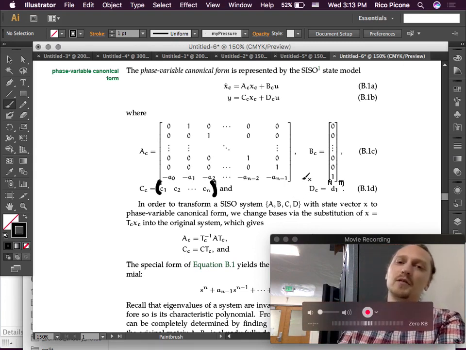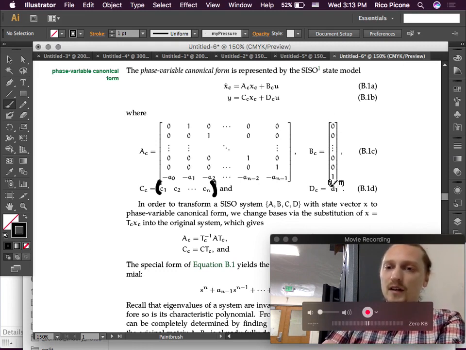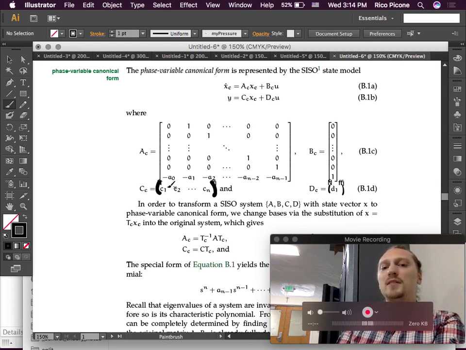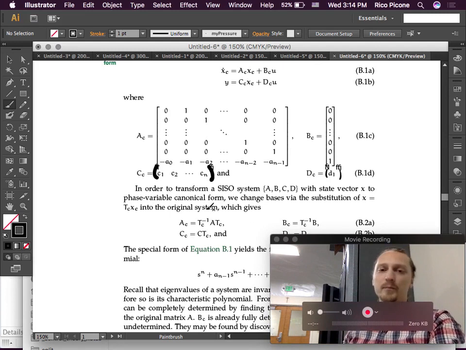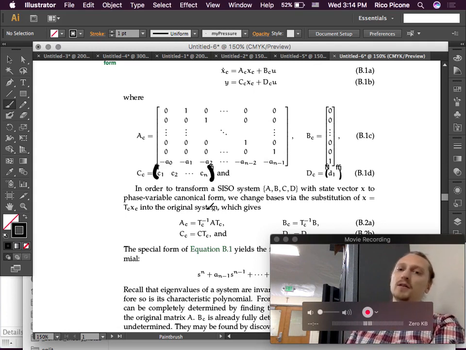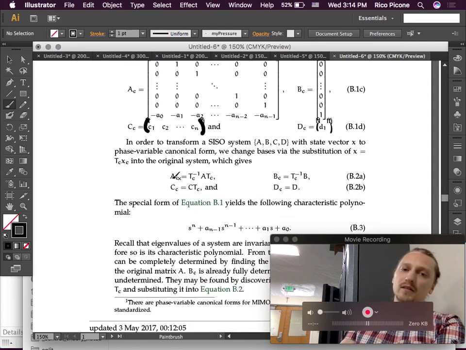So you can transform any system into this form where most of the A matrix is zeros and ones, and then you just have this bottom row that's not. And also, the B matrix can be transformed to be all zeros except for a one at the very bottom, and the D matrix and the C matrix are just whatever they end up being in this transformation. So in order to transform a single input system, A, B, C, D, with state vector x to phase variable canonical form, we change basis via the substitution x equals Tc xc into the original system, which gives that the canonical form A matrix is equal to this transformation matrix inverted times the original A matrix times the transformation matrix again.